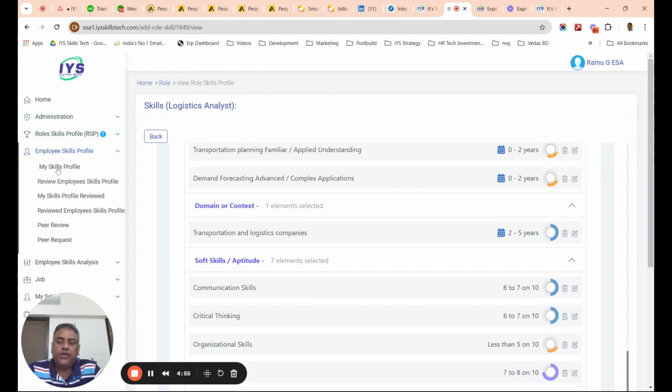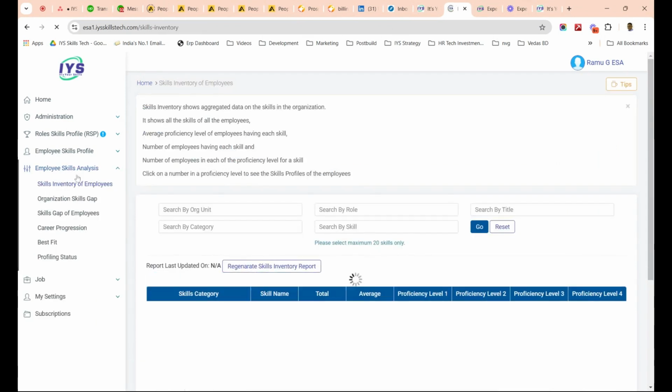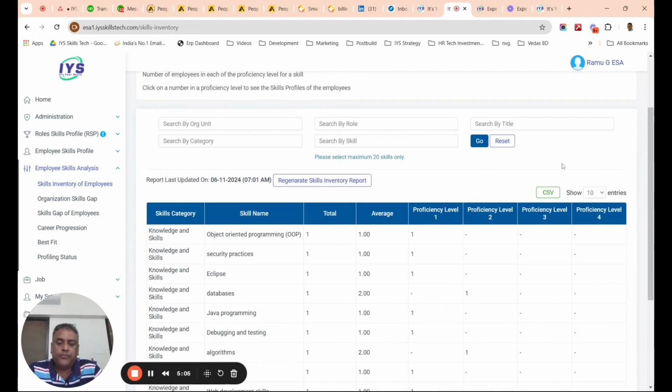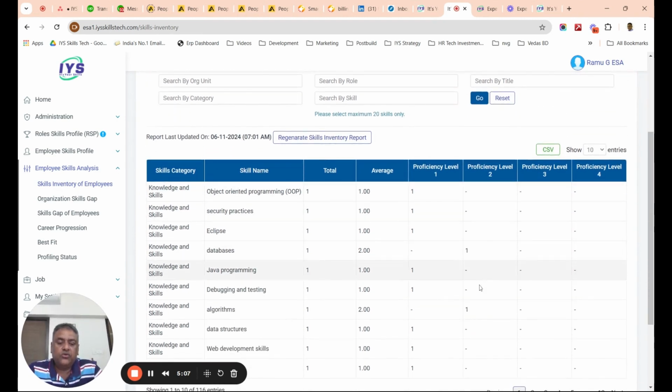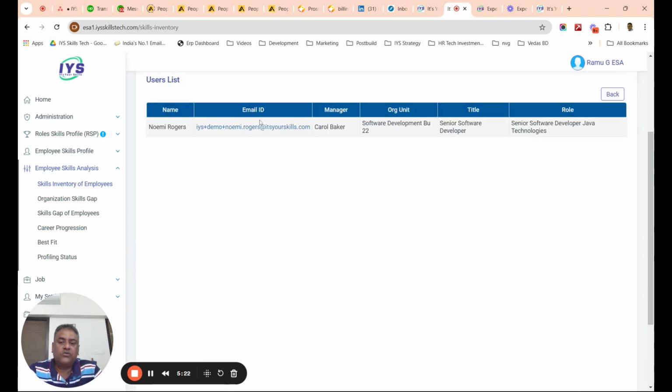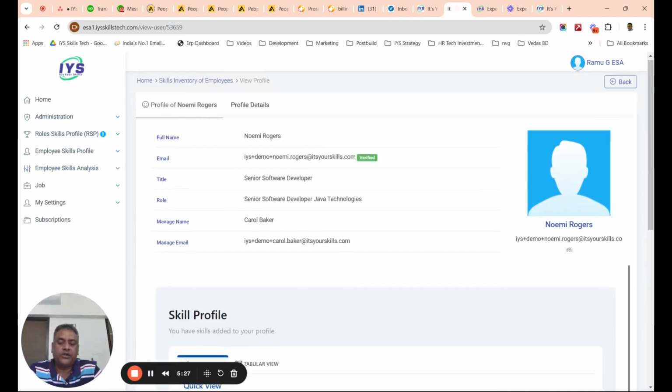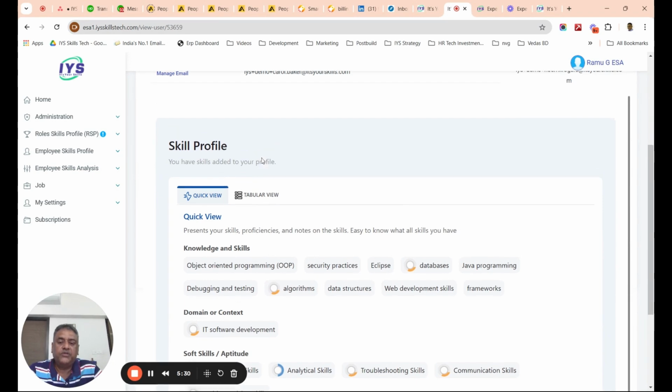From that, we would be able to do different kinds of analysis. For example, we may do a high level inventory of the skills of the employees in the organization. We would get to know which employees have what skills, what the average proficiency level is, how many employees there are in a particular skill, and how many employees are at what proficiency level. If we want to drill down to a micro level to understand the skills profile of a particular individual or individuals, we can do that.